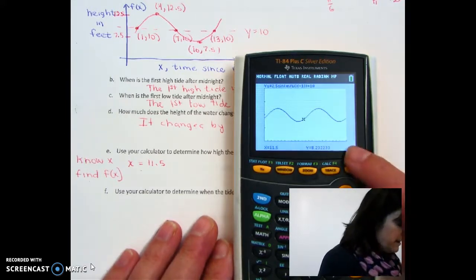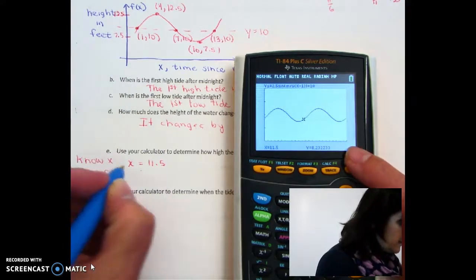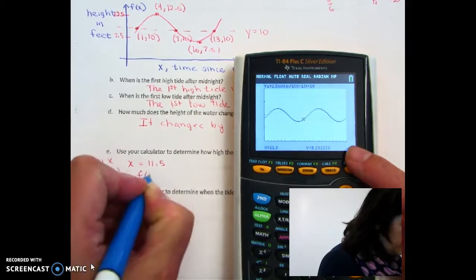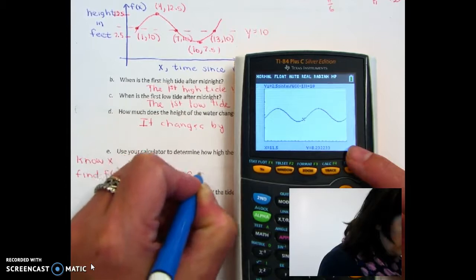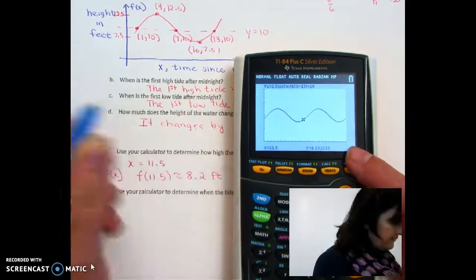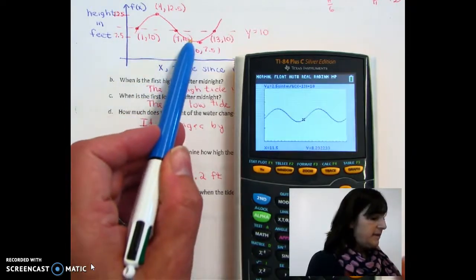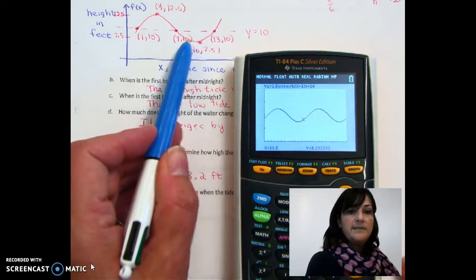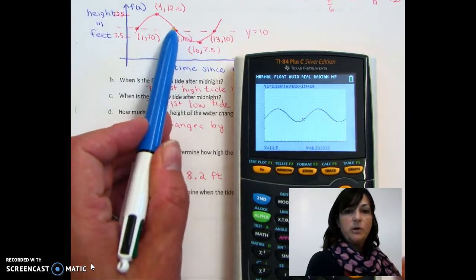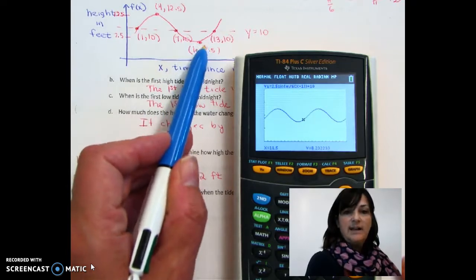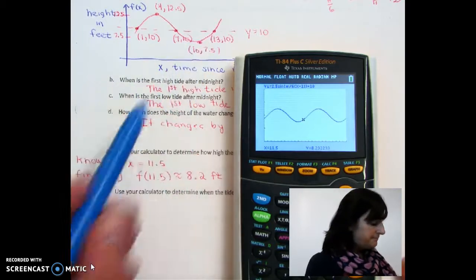And so you can read from the graph here that that's 8.23. So let's round it to the nearest tenth. And we can write our answer like this. f of 11.5 is approximately 8.2 feet. And we can see if we go to where 11 would be on the graph, it's going to be right around here somewhere. That seems to be reasonable because our lowest value was 7.5. So we should be somewhere between 10 and 7.5 at 11:30, which will be just after 10 on our graph.